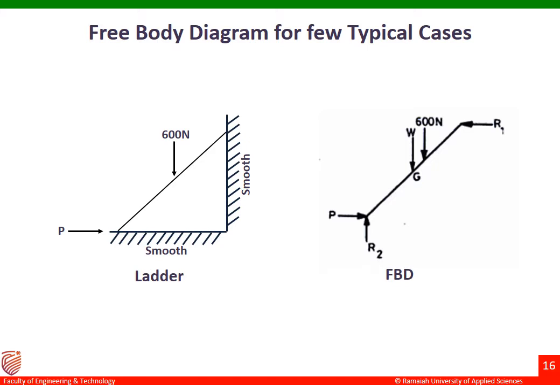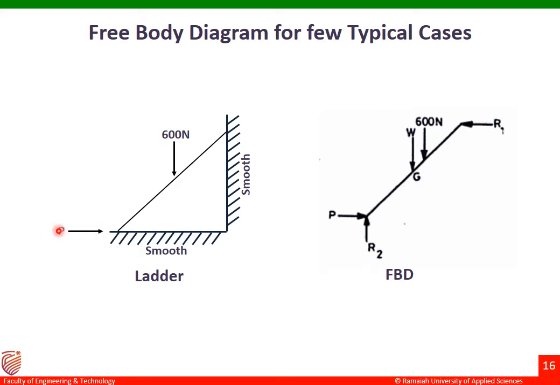The next example for free body diagram is a ladder resting on the floor and on the wall. This is my wall, and this is my floor, and both are smooth. That means there is no friction here. The weight of the person is acting downwards. Let us consider the person is standing on the ladder. The weight of that person is 600 newton. And then there is one more force which is acting here, that is force P on the ladder.